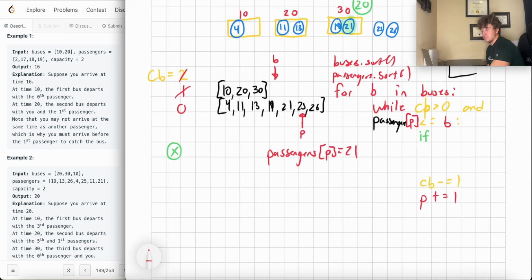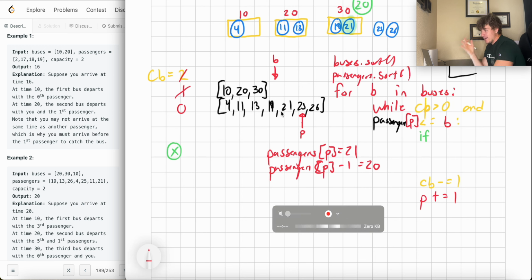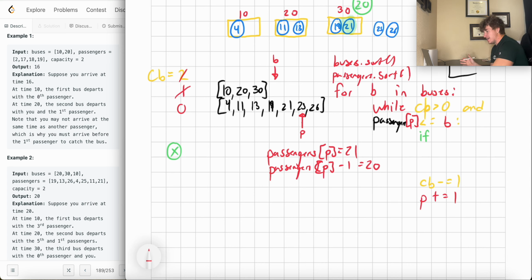So the best place to put this person would be passengers of P minus 1, which equals 20. But I can only do that if there isn't 20 within this array. And if 20 was in this array, where would it be? Well, it's minus 1. All of them are unique. So the location of 20, if 20 was in this array, would be passengers of P minus 1. If 20 is not in the system, but if it was in the system, where would it be? It would be right here.